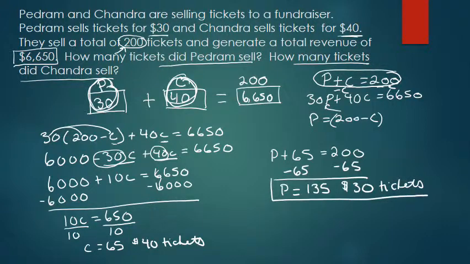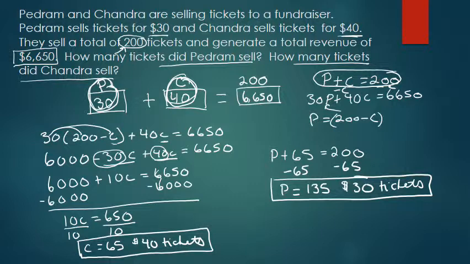So this is one of your answers, and this is the second answer. So remember on these, you're going to have however many variables you have. In this case, we have 2, because we have 2 types of tickets being sold. And we need to figure out the number of each. We're going to have 2 unique answers. So you have Chandra sold 65 $40 tickets, and you have that Padram sold 135 $30 tickets.